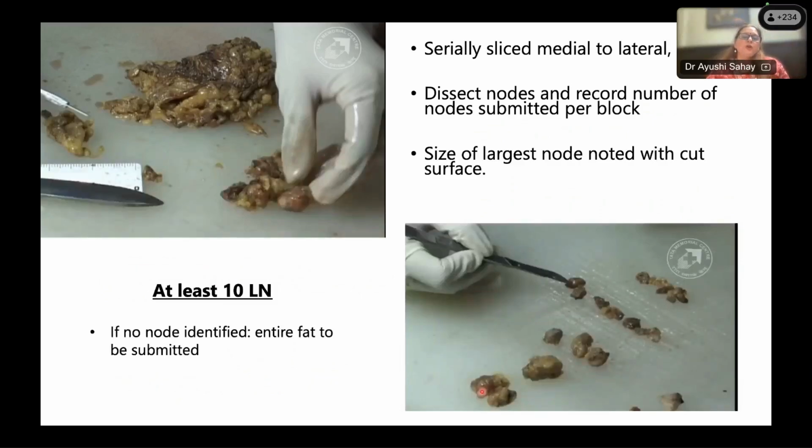So how do you do the grossing? As I said, you separate the axillary fat. If you have a mastectomy, you separate the axillary fat at the time of slicing the breast. You serially slice the axillary tissue medial to lateral. Again, you can put cotton and fix it. Dissect the nodes and record the number of nodes submitted per block. And you have to have, as I said, a minimum of 10 nodes. If you get a good number of nodes, that is good. And if you are not identifying enough nodes, you have to submit as much fat as possible.